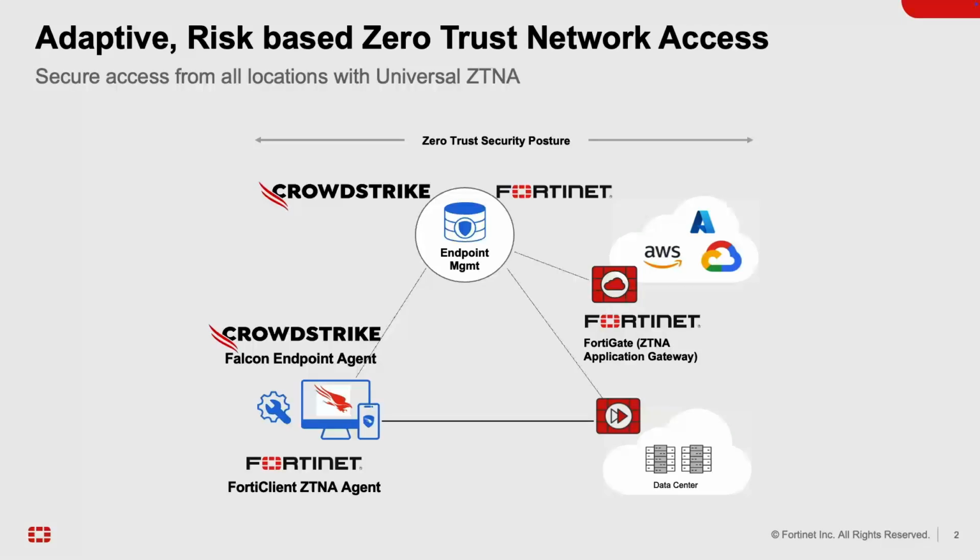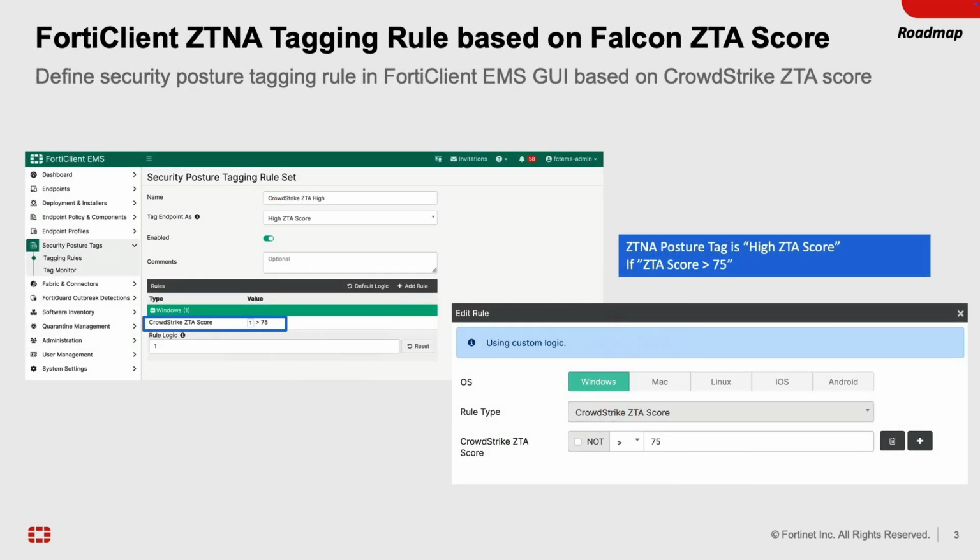As per the integration, FortiClient agent will retrieve the zero trust assessment score assigned to the endpoint by CrowdStrike and later forward it to the EMS server as part of the endpoint telemetry updates. Later, these ZTS scores will be used as one of the parameters within the security posture tags to enforce adaptive access controls on the FortiGate, acting as the application gateway.